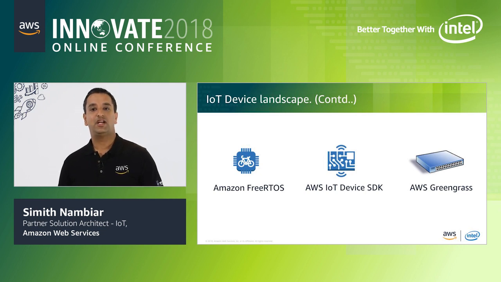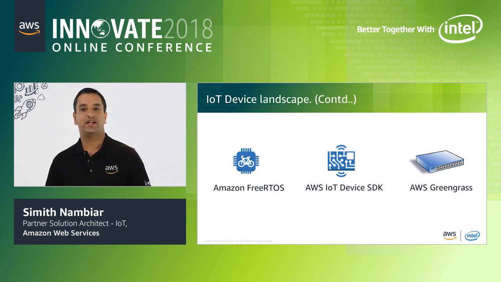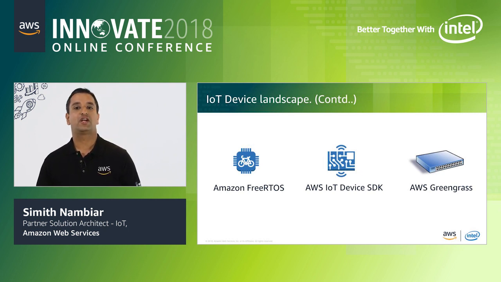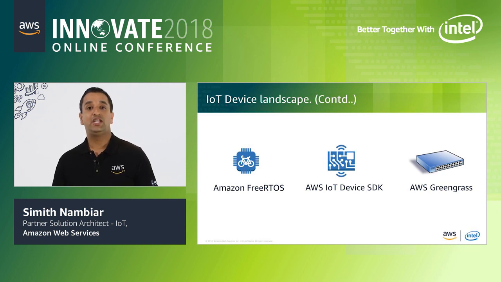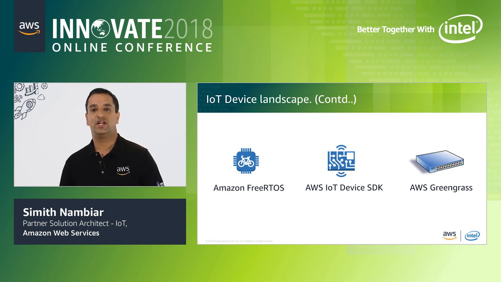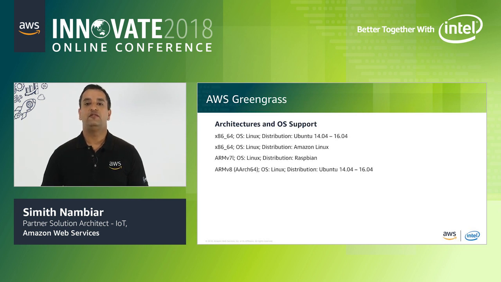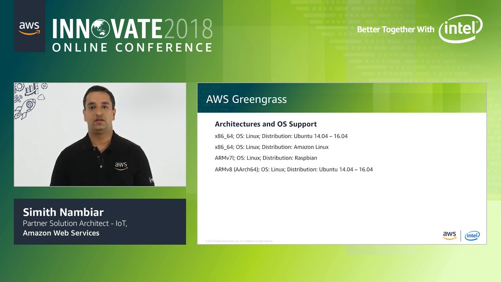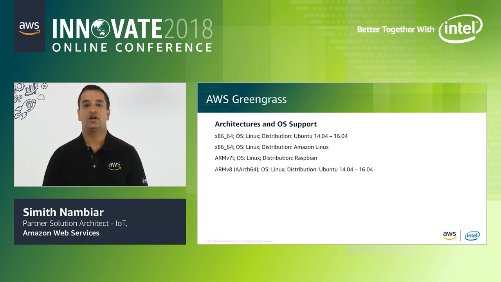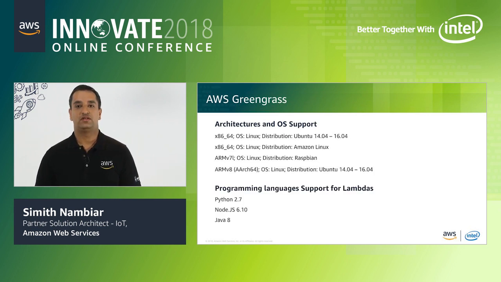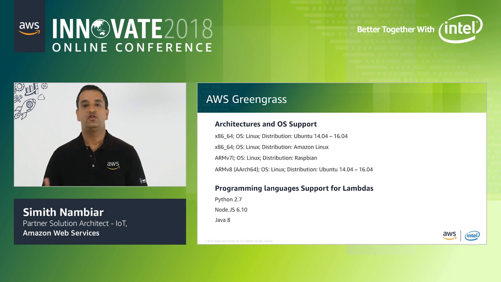Using Lambda, Greengrass ensures your IoT devices can respond quickly to local events. Use Lambda functions running on Greengrass core to interact with local resources. Operate with intermittent connections, stay updated with over-the-air updates, and minimize the cost of transmitting IoT data to the cloud. Greengrass has support for different operating systems and CPU architectures. With Amazon Linux support, you could even run Greengrass code on the AWS cloud. As I said before, Greengrass supports Lambda functions, and you can write these functions in Python, Node.js, and Java.